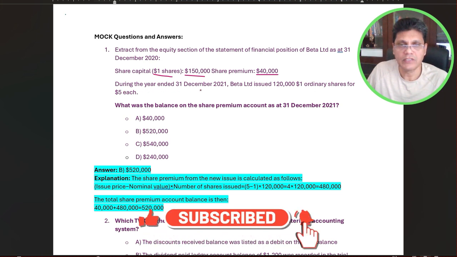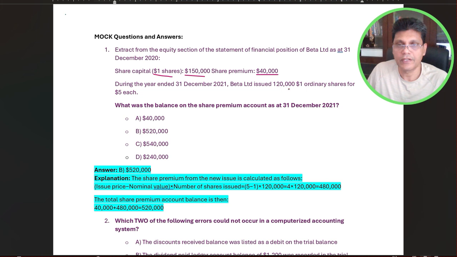During the year ended 31st December 2021, Beta Limited issued 120,000 shares, $1 each, ordinary shares for $5 each. So what was the balance on the share premium account? We had an opening balance of 40,000 US dollars. After issuing this, what will be the closing balance? Okay, the answer is 520.